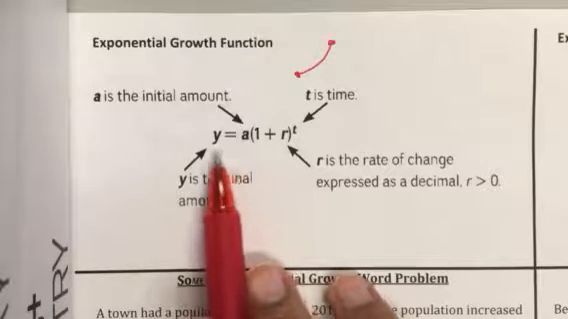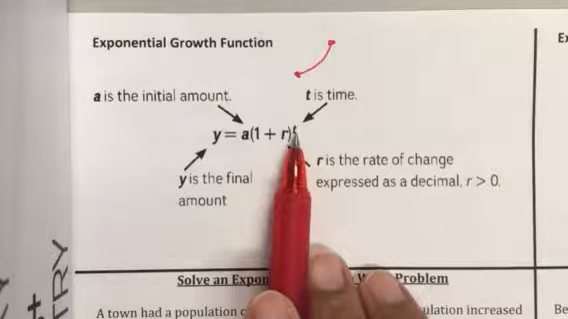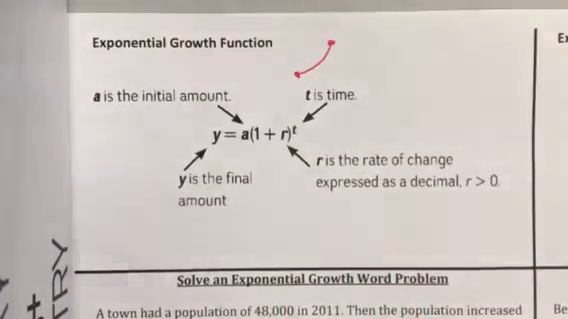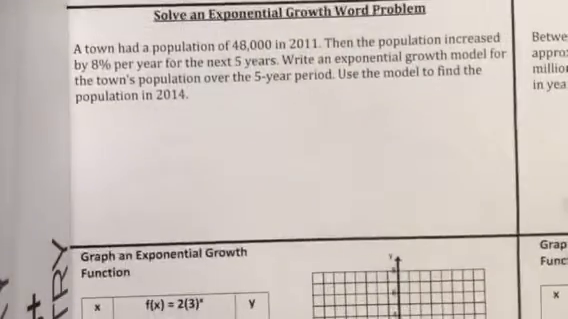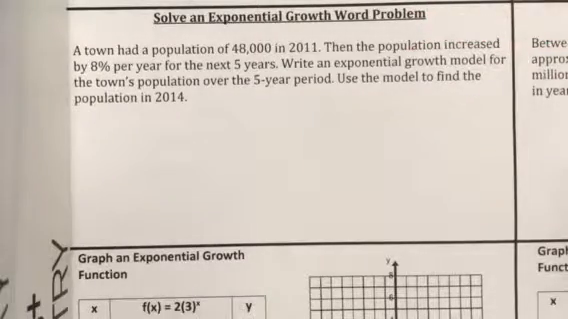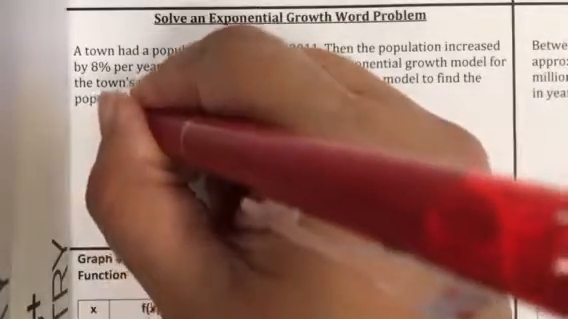If it's a growth, you take your initial amount and multiply it by 1 plus the rate, raised to the t, which is time. If we look at this first example, it says a town has a population of 48,000 in 2011. Then the population increased by 8% per year for the next 5 years. Write an exponential growth model for the town's population over a 5-year period, using the model to find the population in 2014.